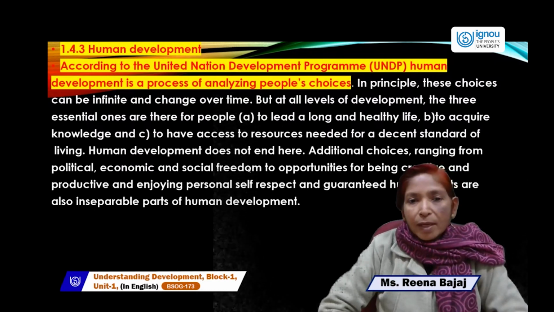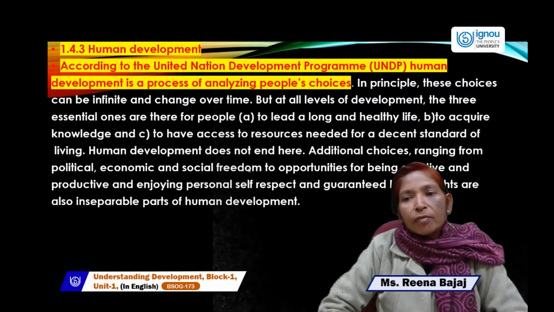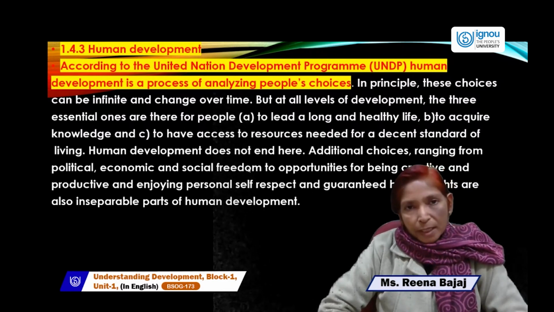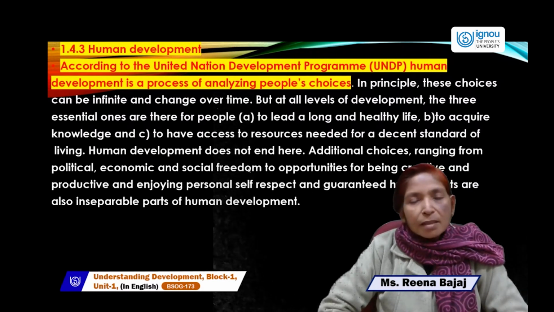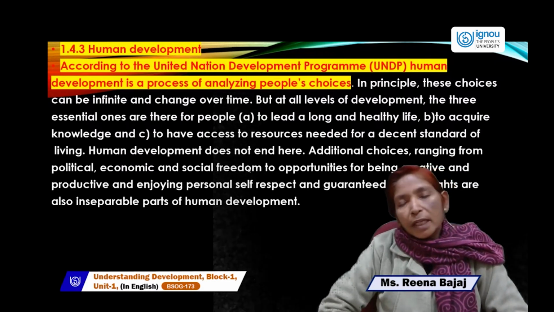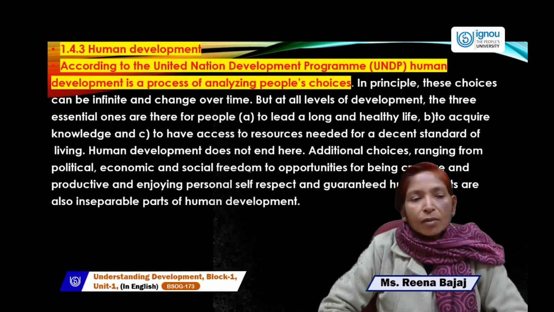Third is to have access to resources needed for a decent standard of living. So, human development includes all these three main components. One is life expectancy, second is education and knowledge, and third is to have access to resources needed for a decent standard of living. Human development does not end here.